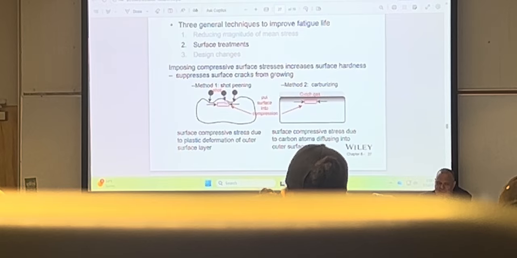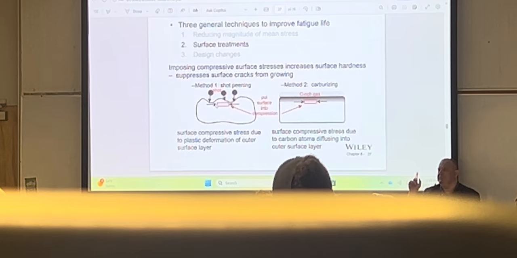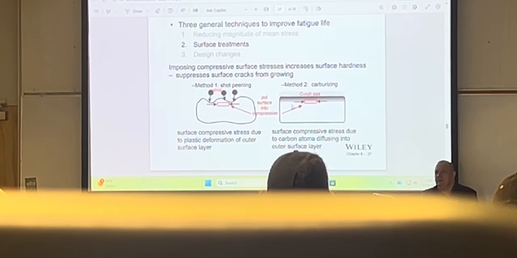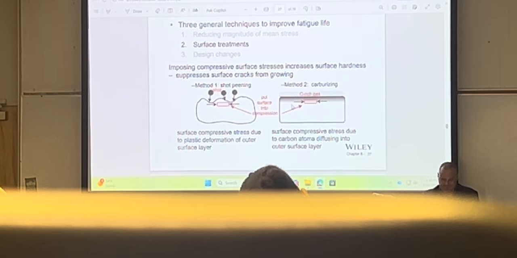You're mechanically damaging the surface to put it in compression, and if the surface is in compression, cracks do not propagate. The other way is carburizing. Kind of similar to what we've seen through diffusion in that gear, but we can put in a carbon-rich gas and put the surface in compression through material science principles to control the process, to control the structure, to control the properties. Process is shot peening or carburizing. Microstructure is the skin layer that's in compression. Properties: improved fatigue life.